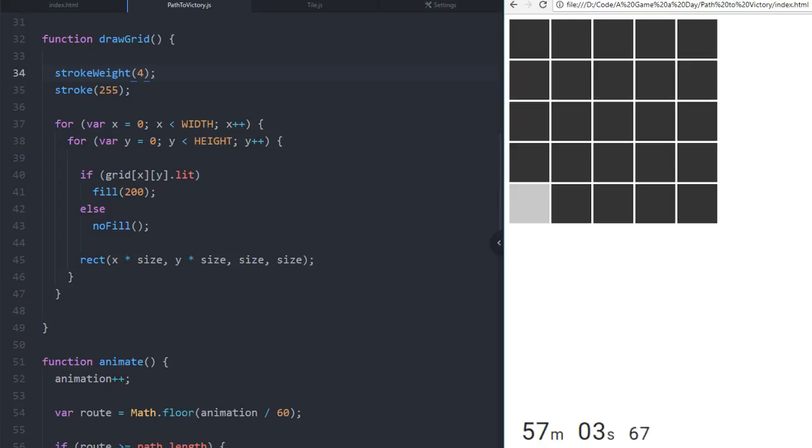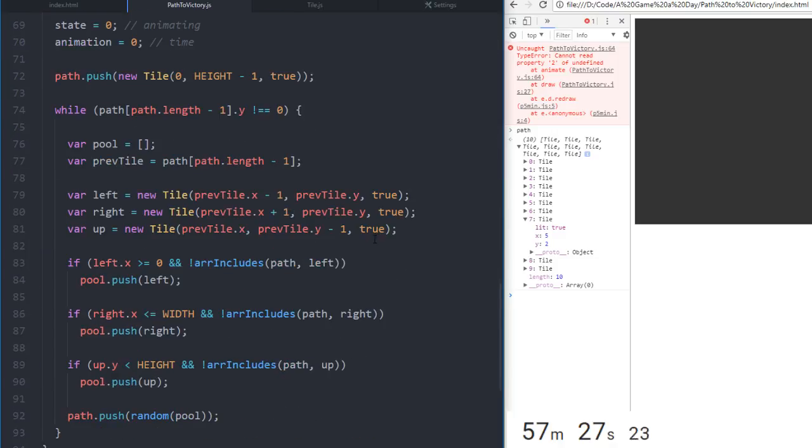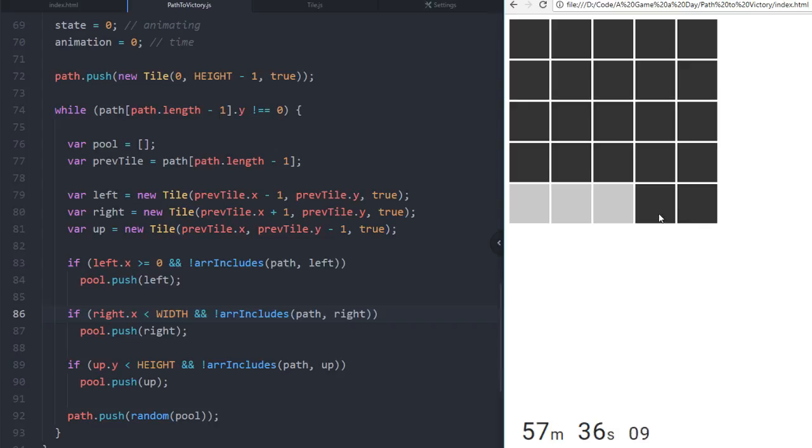Okay, let's see. We can get away with stroke being 4. We do this, and oh! Cannot read property 2 of undefined. So where did we get? I think x was too great for it. X is 3, x is 5, yeah. Width is that, so we need less than width. That's what it is. Okay. I'm surprised that one time we came all the way here and it went straight up. I'm surprised that happened. Wow, this is a long one. Okay. Cool.